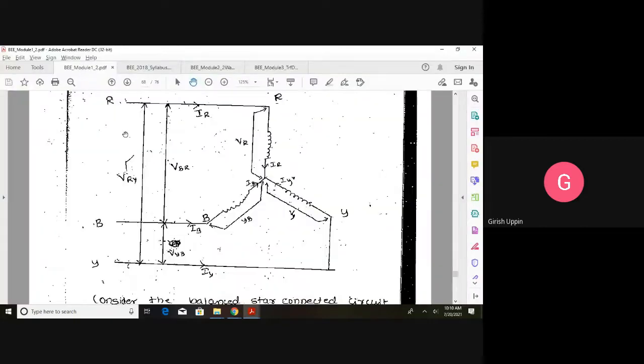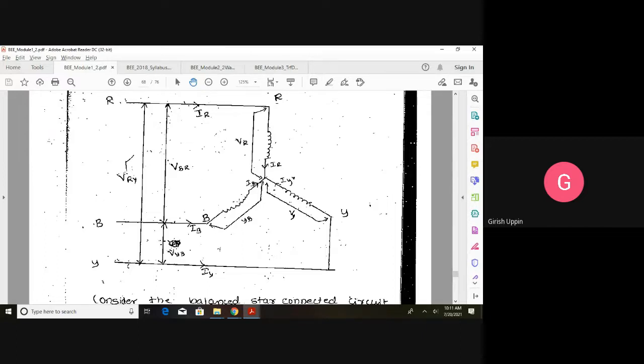Now, what is the line current? The current that is entering the terminal is called the line current. So this is entering the R terminal. This is the line current, this is a line current, and this is a line current. And what is the phase current? The current that is flowing through the phase is called the phase current. So here current is flowing in the R phase, Y phase, and B phase. Those are called the phase currents.